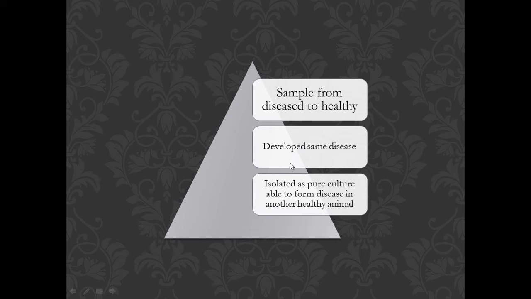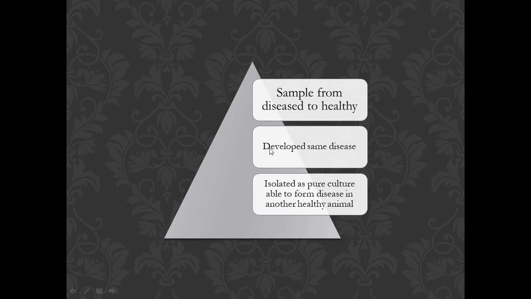After that, he isolated that organism as a pure culture on a petri dish, and injected that pure culture into another healthy animal, and again the healthy animal developed the same disease. From that he concluded that this organism is responsible for the disease anthrax.